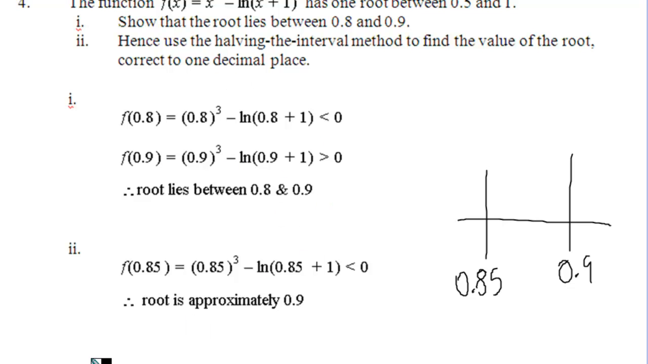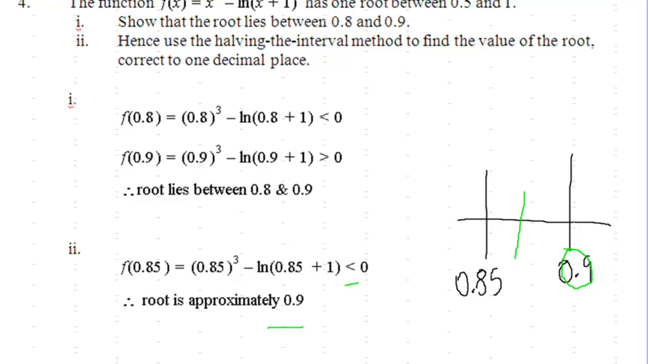Halve the interval, and to get the value of the root correct to 1 decimal place, we put the 0.85 in, which is halfway between 0.8 and 0.9. It's negative, which means the root lies somewhere in this interval between 0.85 and 0.9, which means to 1 decimal place, anything there when we round it to 1 decimal place would go to 0.9. So that's why we would say to 1 decimal place, it would be equal to 0.9.